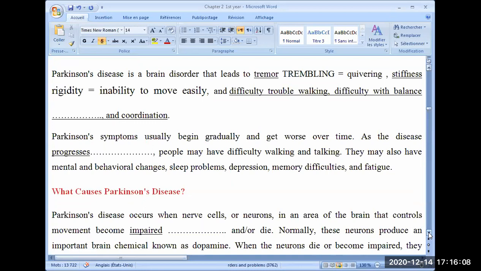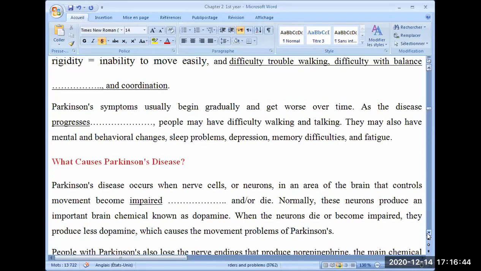So, as the disease progresses, maybe here you mean the verb evolve. Is there the verb evaluate? No, I don't think there is this verb. Maybe you mean evolve or develops. Good, the verb develop. The disease develops, progresses.